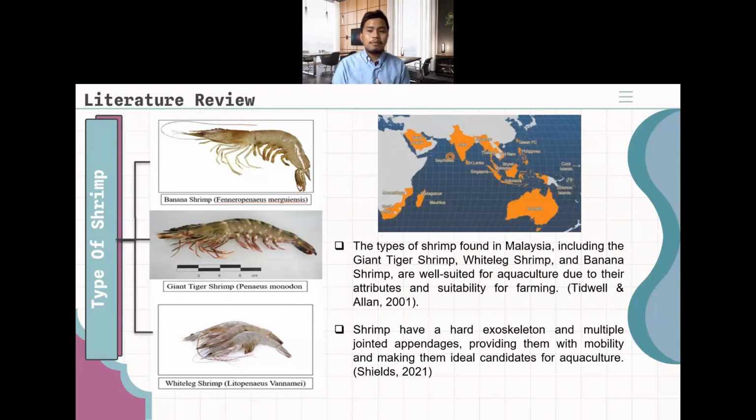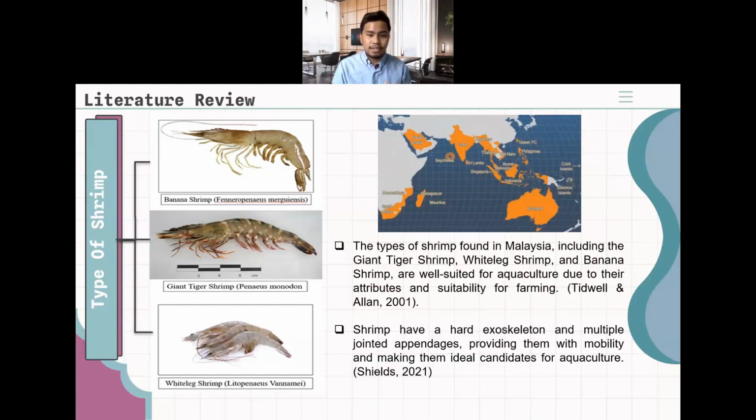Malaysia's tropical climate provides optimal conditions for shrimp farming. Three species are predominantly farmed in the region. First is the giant tiger shrimp. Second is white leg shrimp. Third is banana shrimp. According to Leung and Engel 2020, these species are preferable due to their fast growth rate and high demand in the market. With careful planning and management, these species can support a thriving aquaculture industry in Malaysia, contributing significantly to the country's economy and food security.